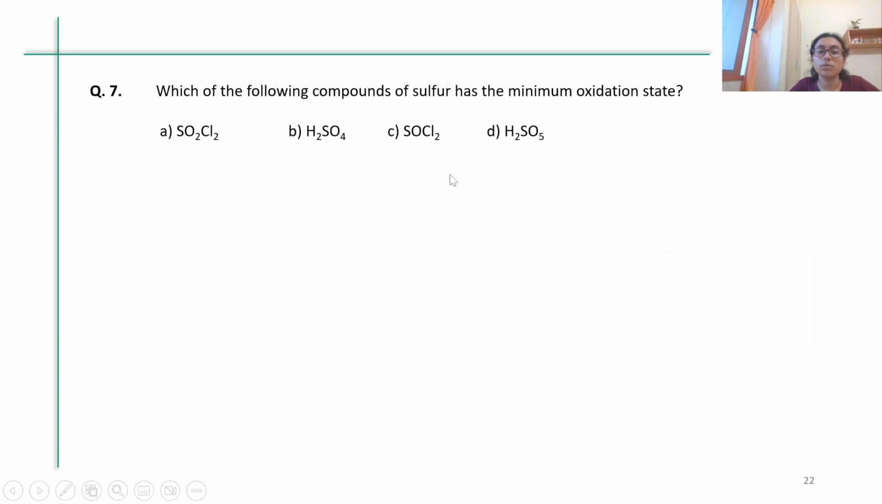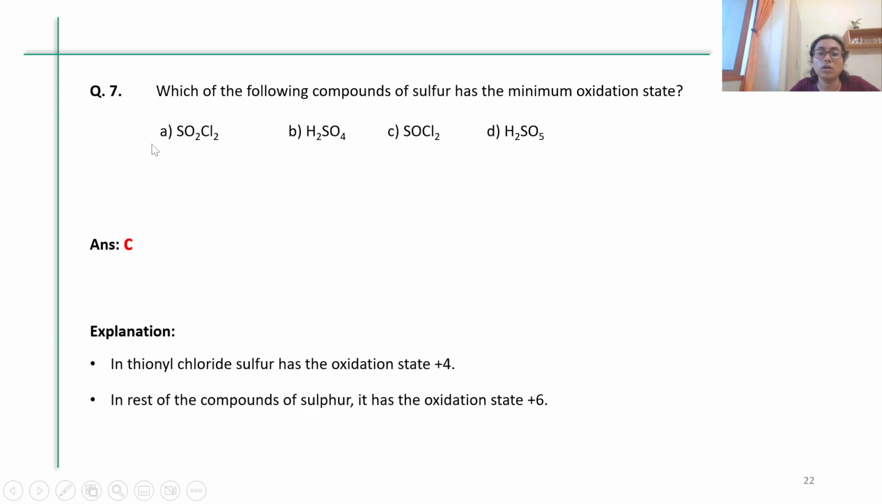Then which of the following compounds of sulfur has the minimum oxidation state here? SO2Cl2, H2SO4, SOCl2 and H2SO5. So which will be the correct answer? Correct answer will be C, SOCl2, because in all of the others, S is having plus 6 oxidation state, like here 2 oxygen minus 2 and 2 chlorine minus 1, so S will be having plus 6 oxidation state. Here also 4 oxygen means minus 8 and 2 hydrogen means plus 2, so altogether plus 6 it is giving. You'll be knowing, right, how to calculate this oxidation state. I will show for one compound.